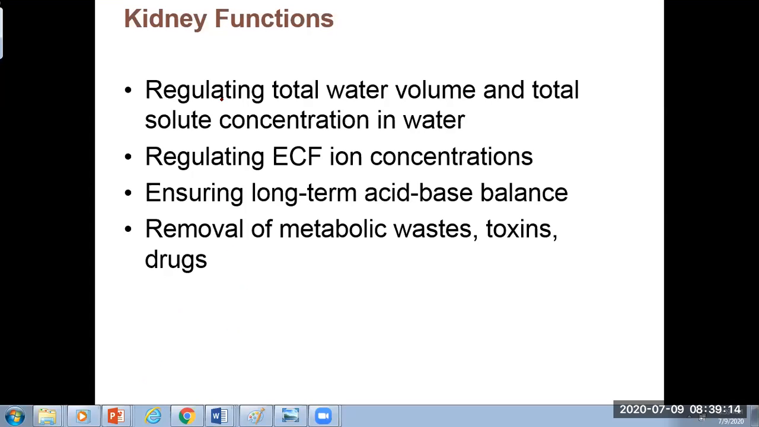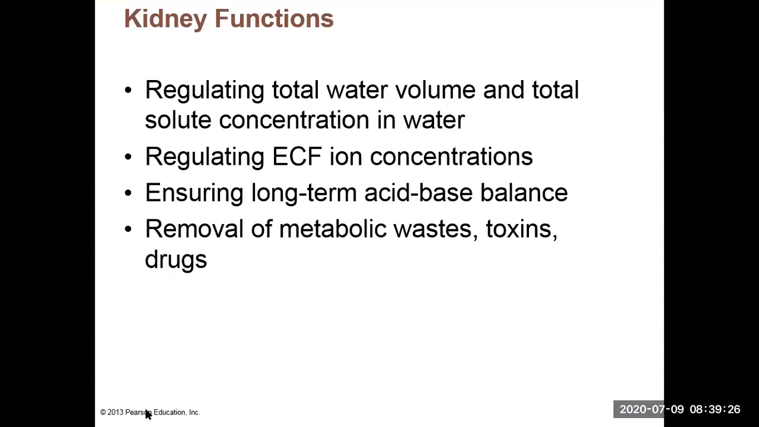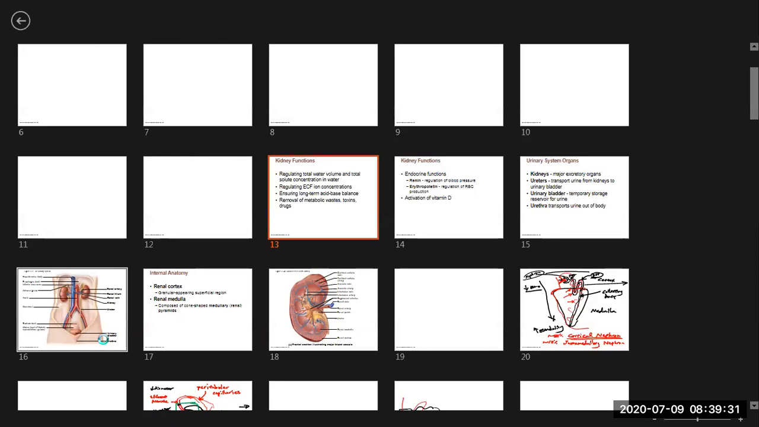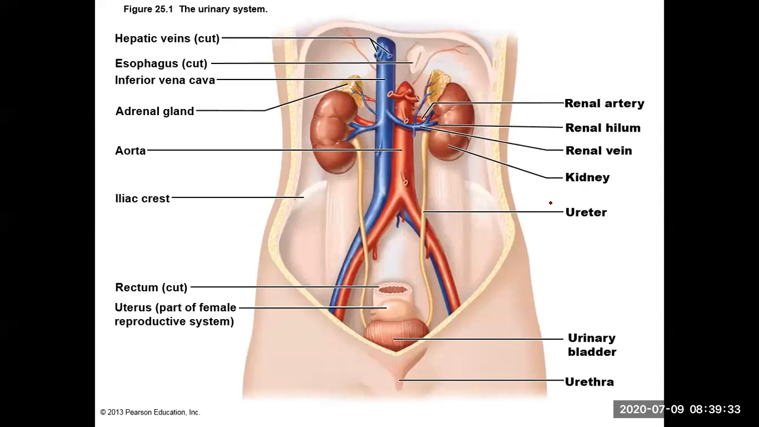Chapter 25, urinary system. As you know, the urinary system involves the kidneys, the ureter, urinary bladder, and the urethra. So it's a fascinating topic, and all these components, you had the idea of what they look like and where the location is in anatomy.